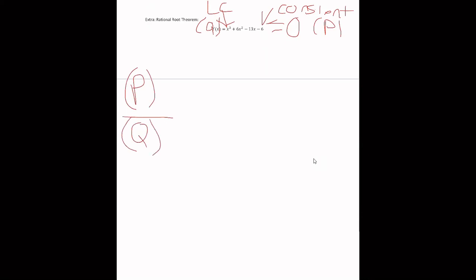But you're going to look at your leading coefficient and your constant term. Your constant term is going to be your P, and your leading coefficient is going to be your Q. And you're going to list your factors of these two things, and you're going to list them as the P on top over your Q. What I mean by factors is numbers that divide into that.